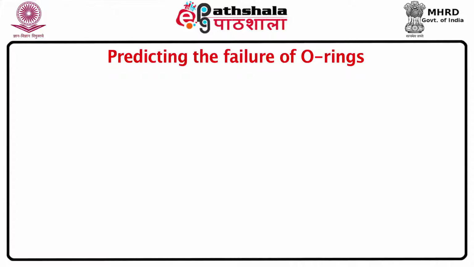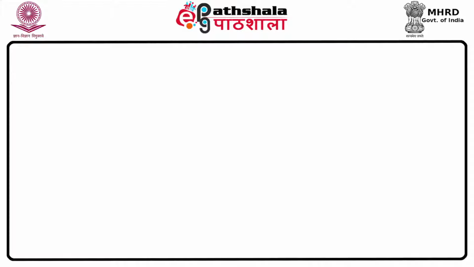In our introductory module, we had looked at the failure of O-rings and whether we could have predicted the Challenger disaster as a motivating example. In this module, we will look further at methods for predicting the failure of O-rings and see what they say about our ability to predict the Challenger disaster. So to recap again, let us look at the slides we saw in the introductory module.